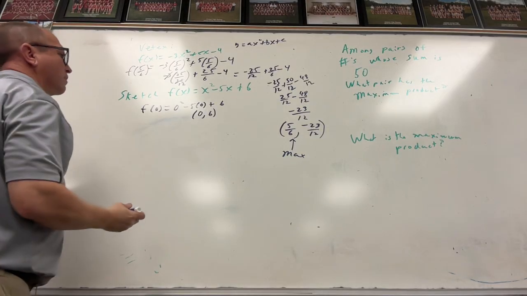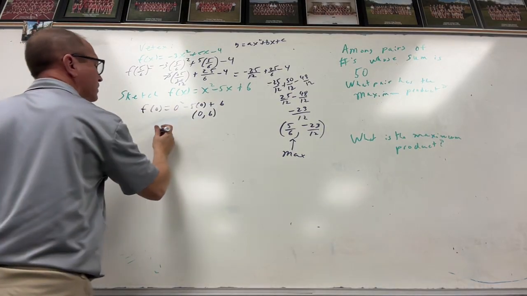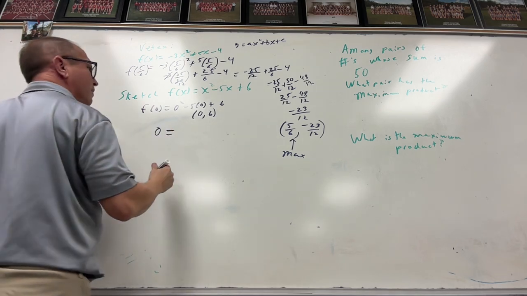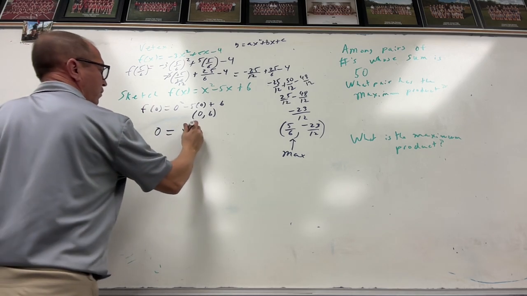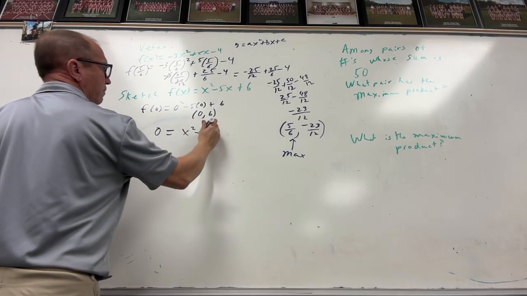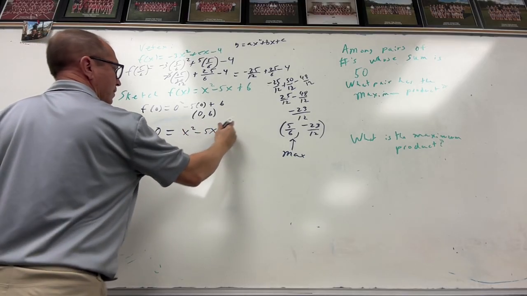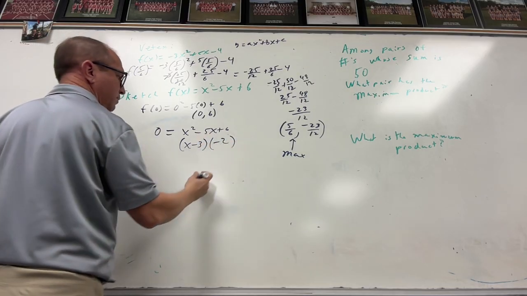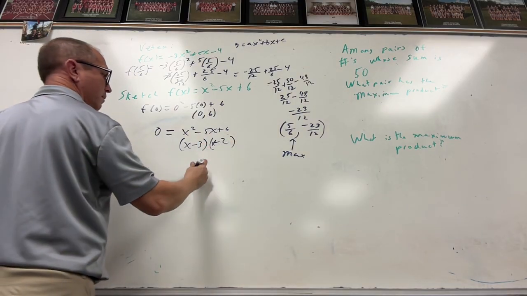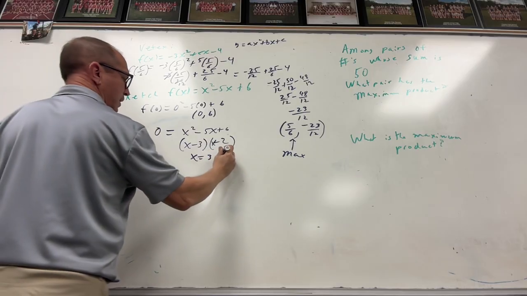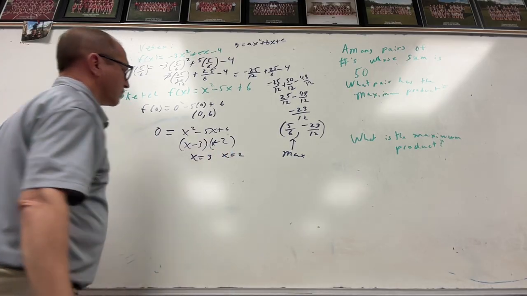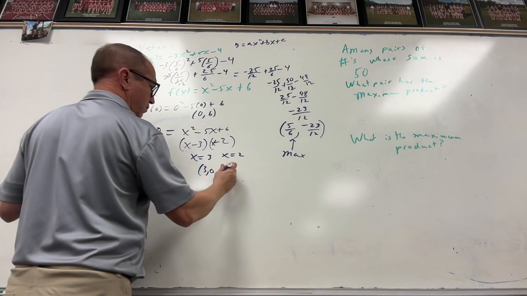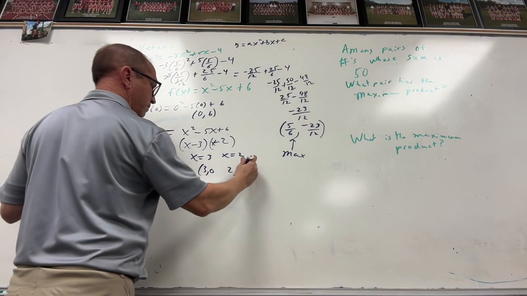All right, now let's find the x-intercepts. The x-intercepts here, if they exist, are going to be what we get when we factor it and set it equal to 0. So this factors into x minus 3 times x minus 2. So x equals 3 and x equals 2. So that's going to be the point 3, 0 and the point 2, 0.